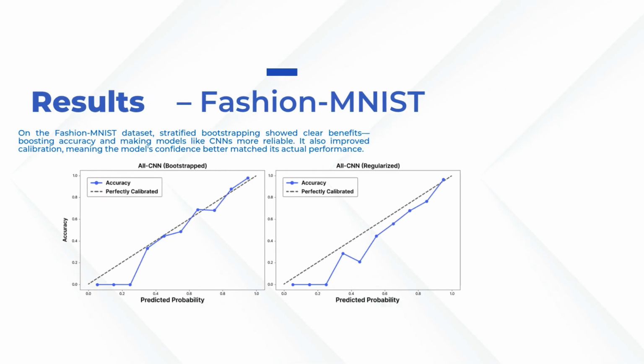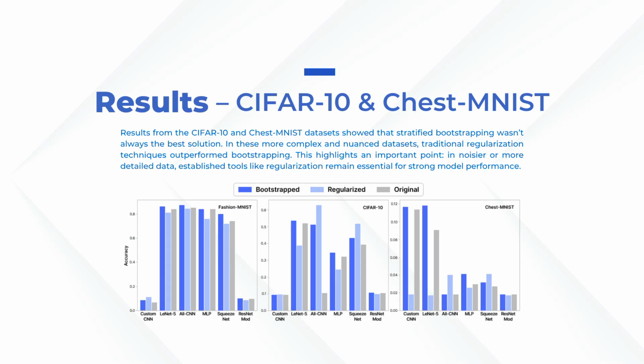But it wasn't a win across the board. In CIFAR-10 and ChestMNIST, regularization performed better. These datasets are more complex, with more subtle differences between images, and it turns out bootstrapping alone wasn't enough. This shows that one technique isn't always better, it depends on the context. In messier datasets, traditional tools still play a valuable role.